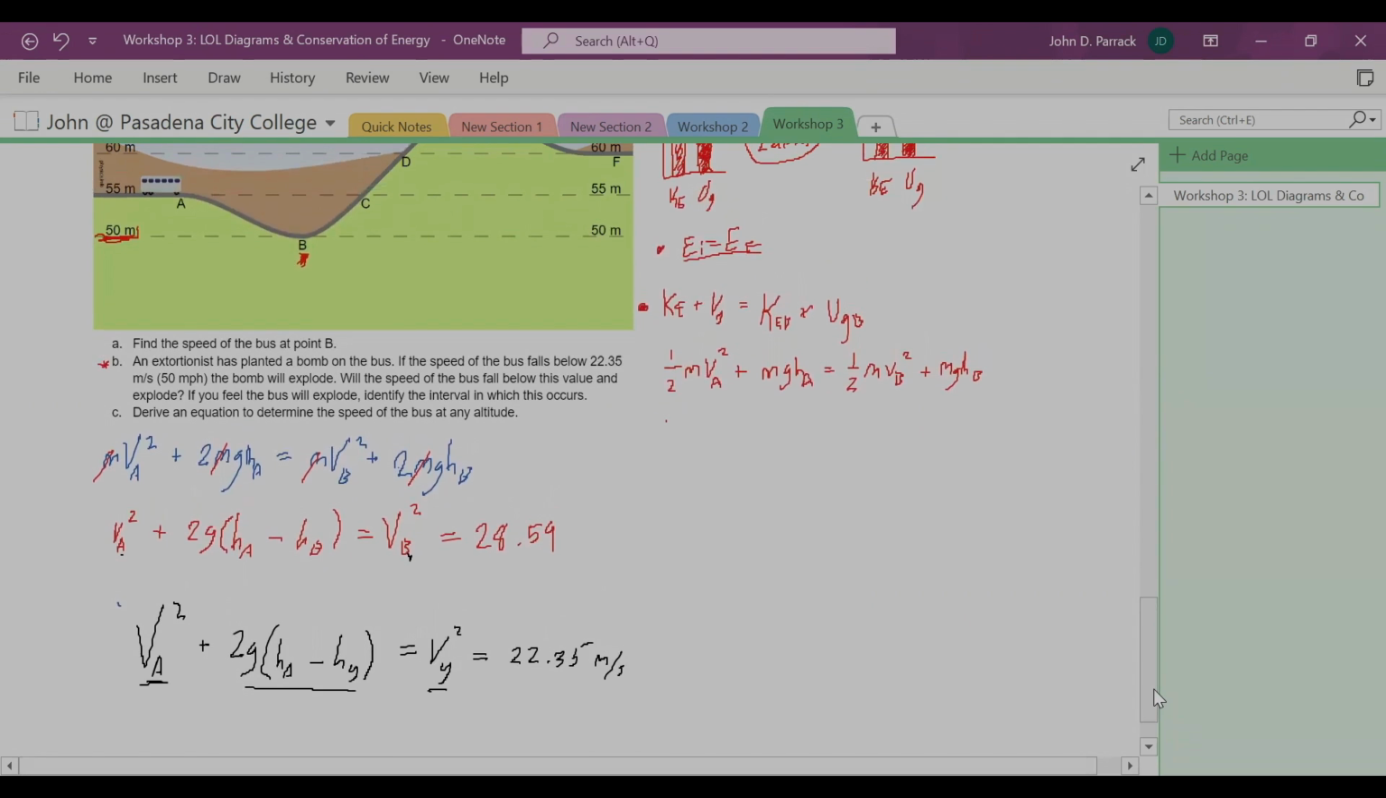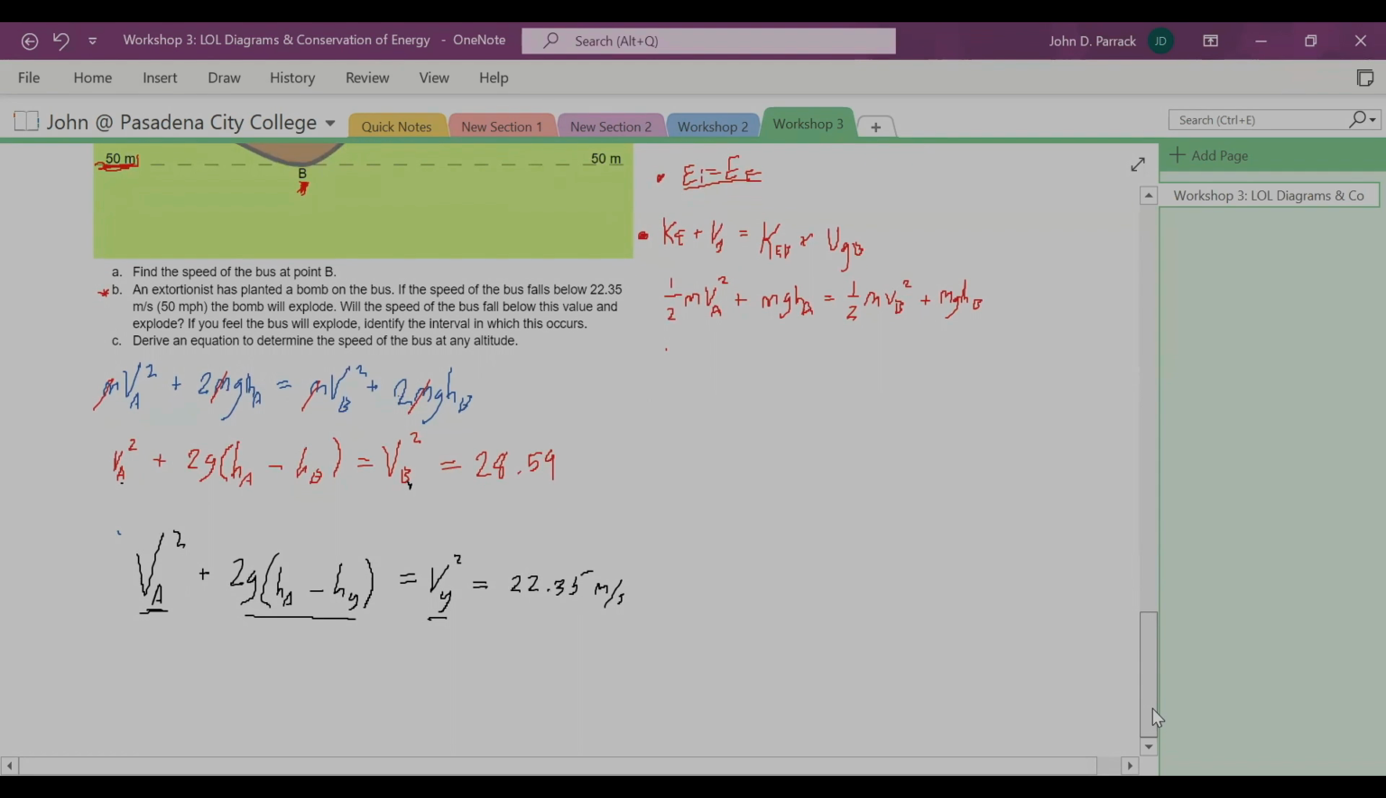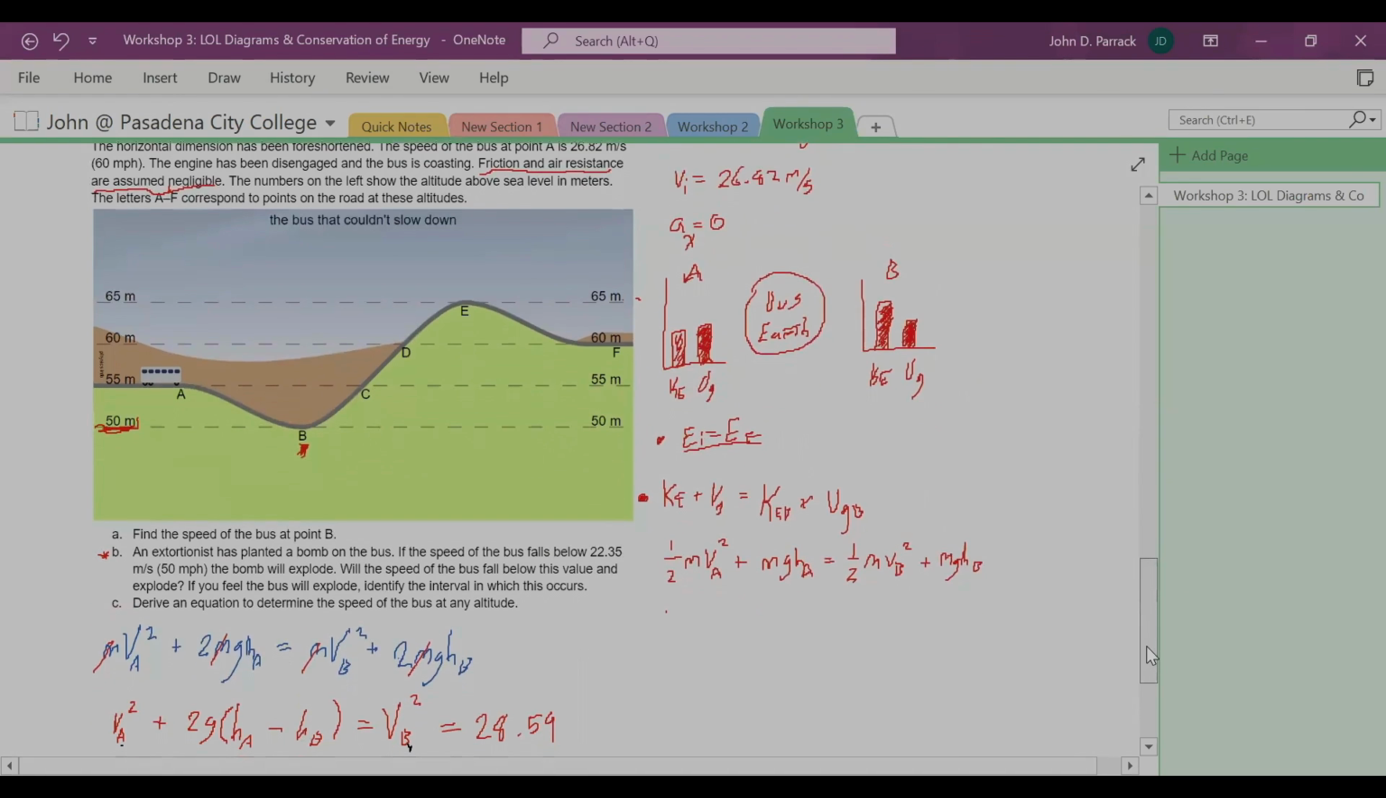Let me check if that bears out. I think I forgot to square the velocity, actually. My apologies. Punch it into the calculator again. Get a negative 10 here. Okay, so I get square root. So I have 22.87. What was our target number? It was 22.35. So it looks like we actually made it. It looks like we're going to make it over the hill.